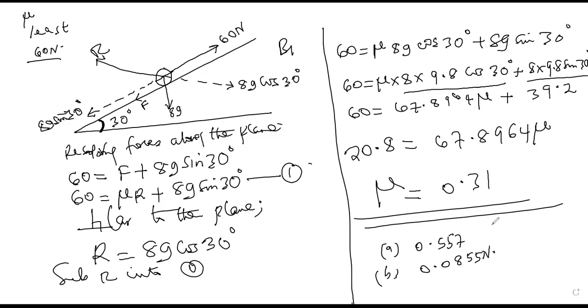We should get this answer: 8g times (sine theta minus mu cos theta) out of (cos theta plus mu sine theta). Are we there? Yes.